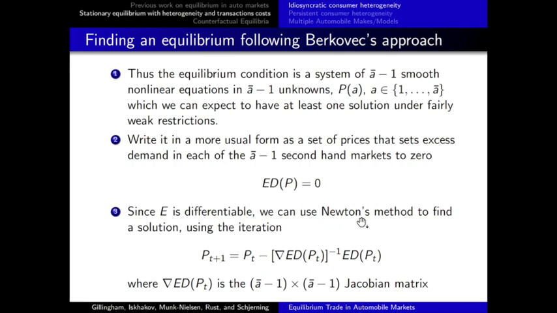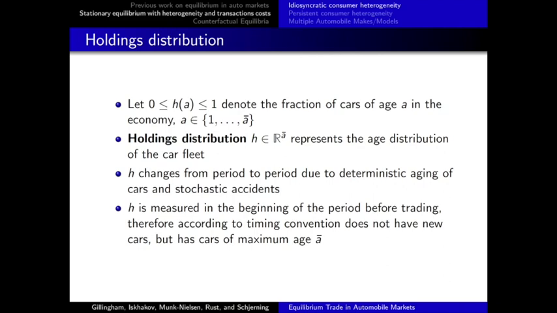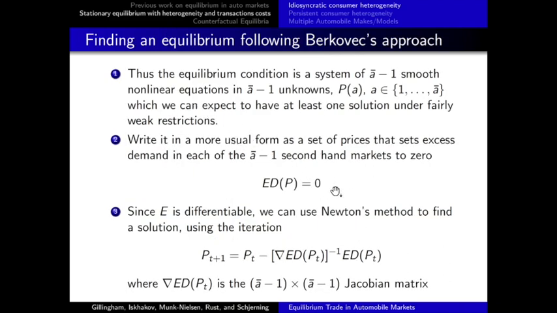So since this is differentiable, we can essentially just use Newton's method to find a solution just like Berkovich did, okay? So we're going to use the standard iterative algorithm where you start with some prices and then you calculate the direction according to Newton's algorithm. And what is this? Well, this is the derivative, or the Jacobian, an a bar minus 1 squared Jacobian matrix that you invert and then multiply by the vector of excess demands, which you want to put to zero. So this is just a standard application of Newton's method. And this works really, really fast and really good. Okay. And the cool thing here is that the expressions for these are actually pretty simple in this framework. Okay. So that's how you solve for the price system using the Berkovich approach.